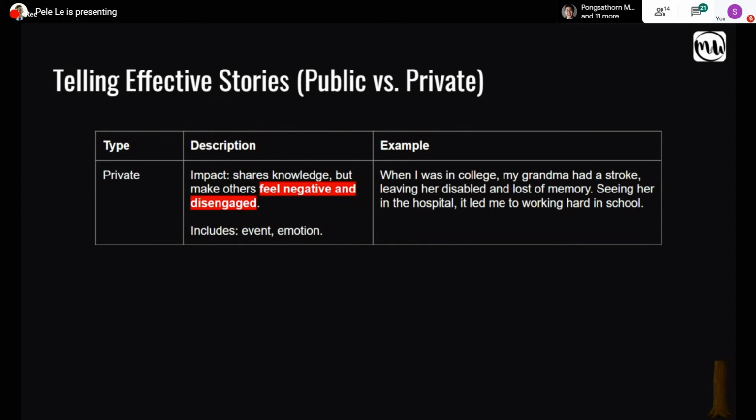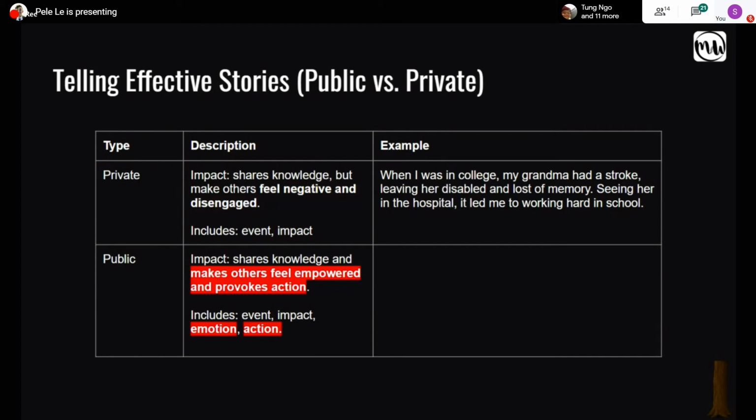And so that's me giving an example of a private story. Now we're going to switch it up, and I'm going to tell the same story but make it public. These are specifically important to help the audience really feel empowered and provoked to take action. These stories include a lot more emotion and a call to action.